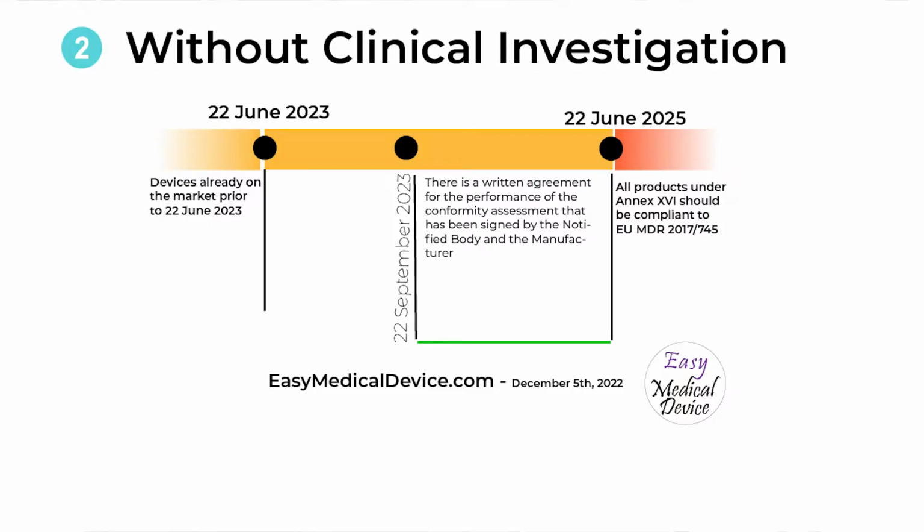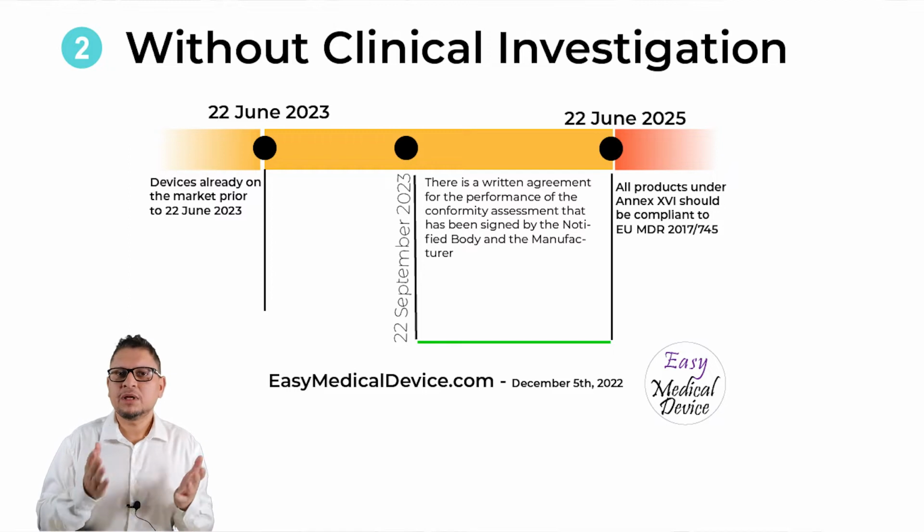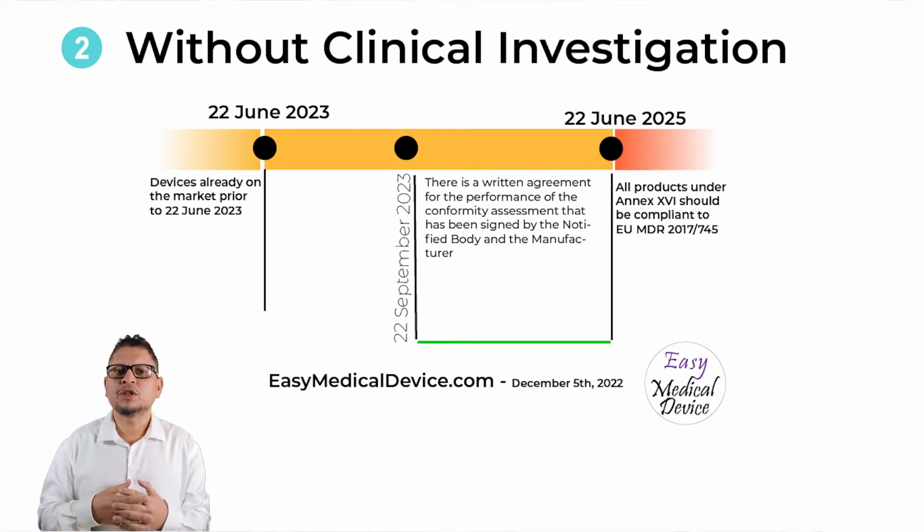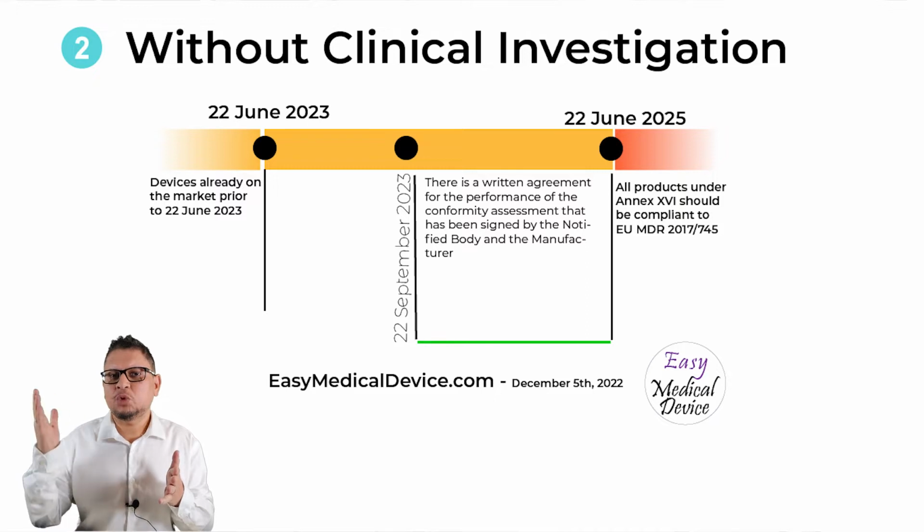The second option for Annex 16 is if you have not planned to do any clinical investigation. In that case, same, you have first to have your products on the market prior to the 22nd of June 2023. Then you have to have a written agreement between you and the notified body saying that they will be executing a conformity assessment. And this should be available between the 22nd of June 2023 and the 22nd of June 2025. Because here, it's not 2028, the final date is 2025. So you have some reduction in terms of timeline.